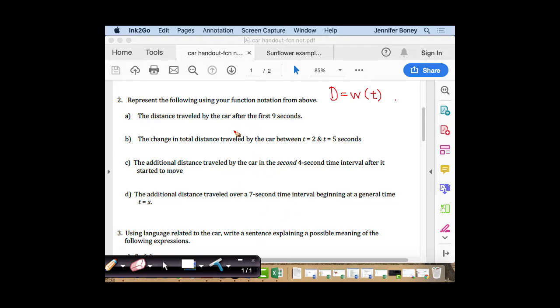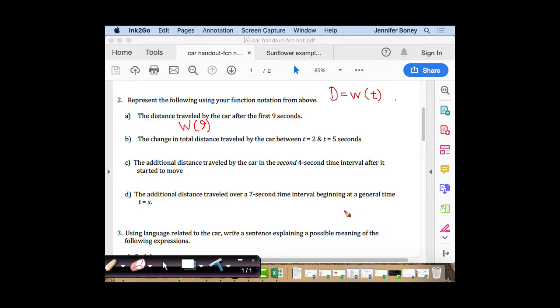Yeah, W of 9. D was the distance traveled since the car started moving. So the first 9 seconds would be 9 seconds after the car started moving. So our particular value of our distance would be given by W of 9. It's not D of 9. I don't have a way to compute a value for this, but this should tell me the distance that the car has traveled by 9 seconds after it started moving. So we'll talk about the second way you could write this, but let's talk about part B first, and that'll kind of lead into that.